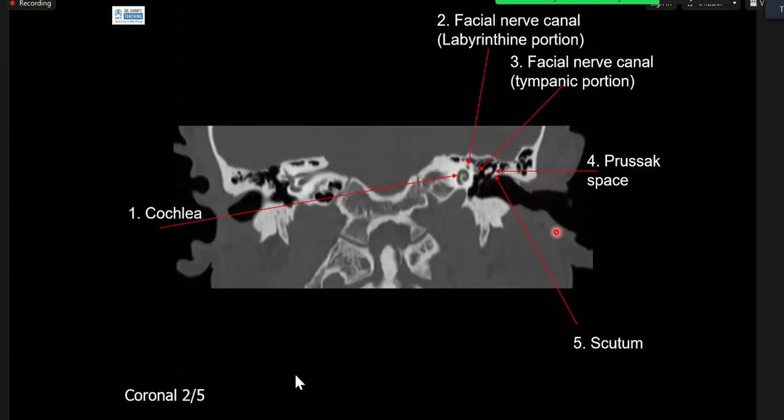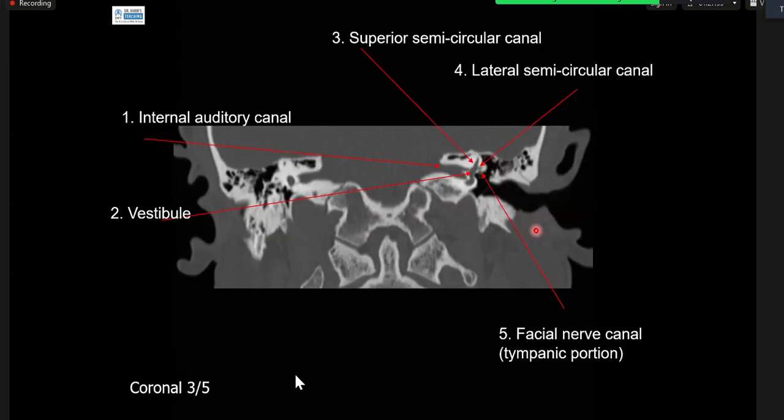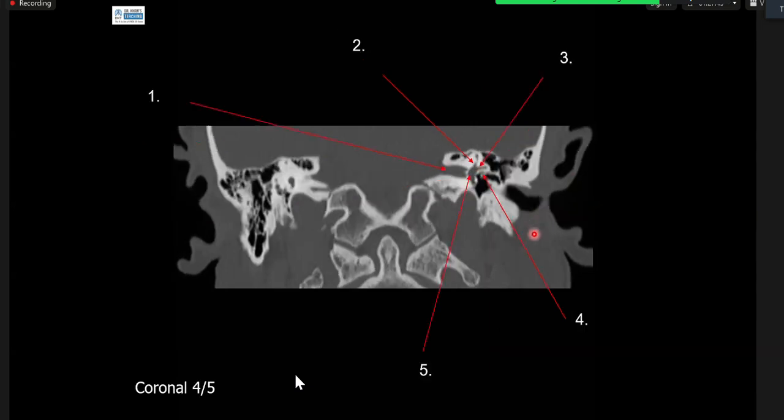And this is again the Prozac space. This is the scutum. The owl eyes are still visible. This is the tympanic portion. This is the labyrinthine portion. And here we can see the superior semicircular canal, the lateral semicircular canal, and the facial nerve canal is inferior to the lateral semicircular canal.